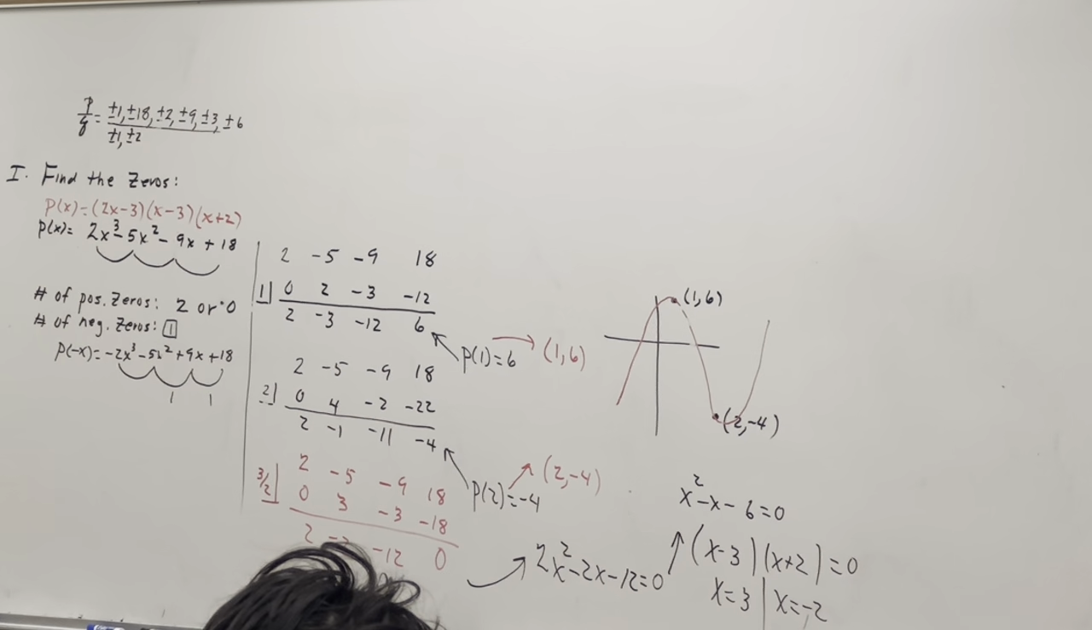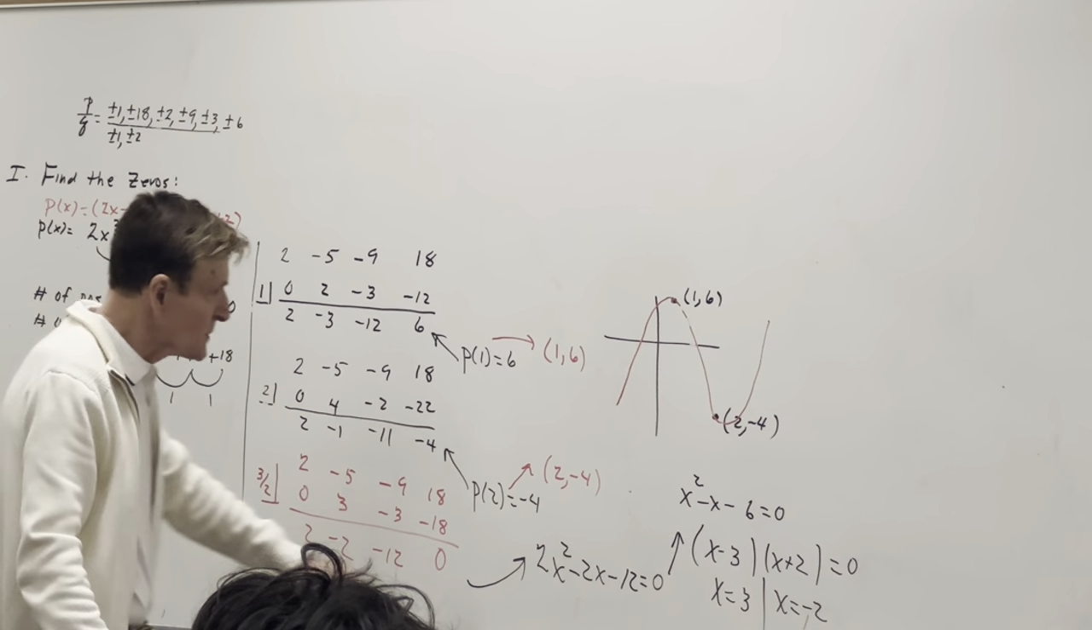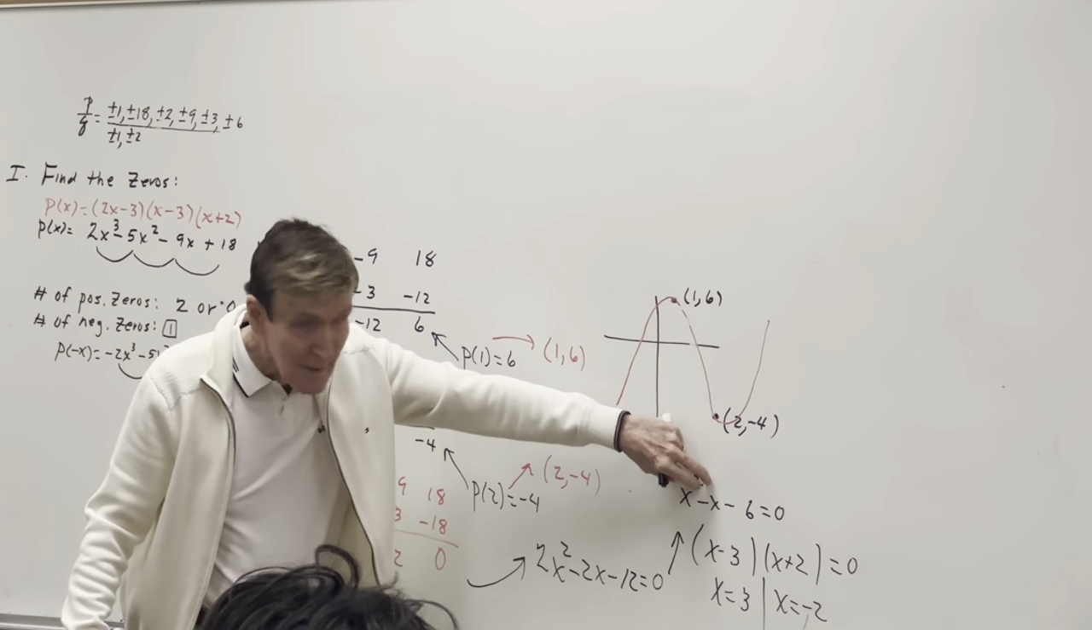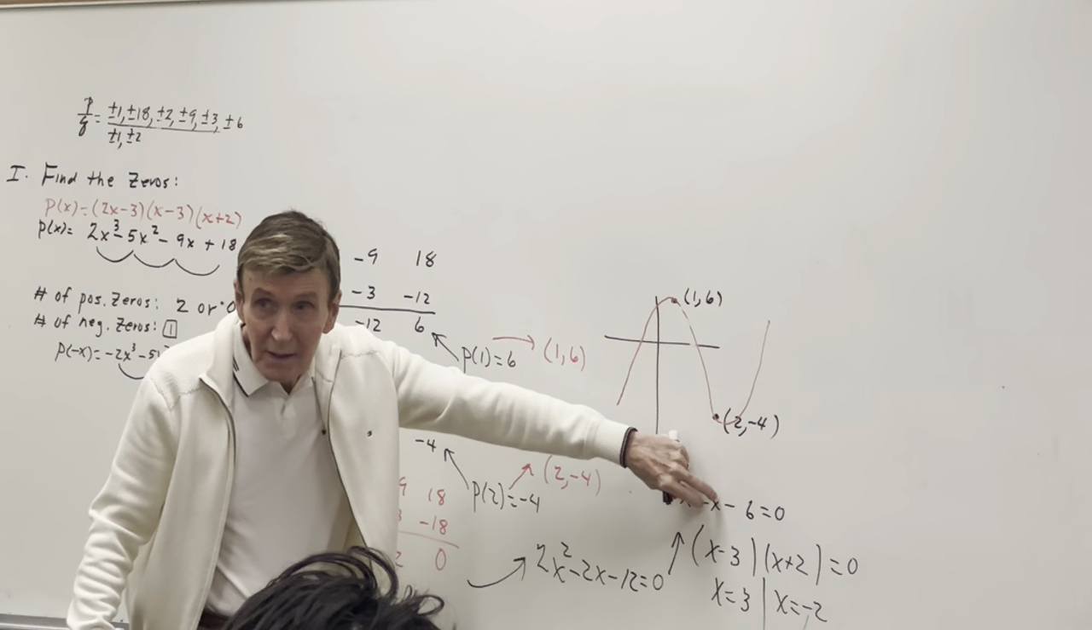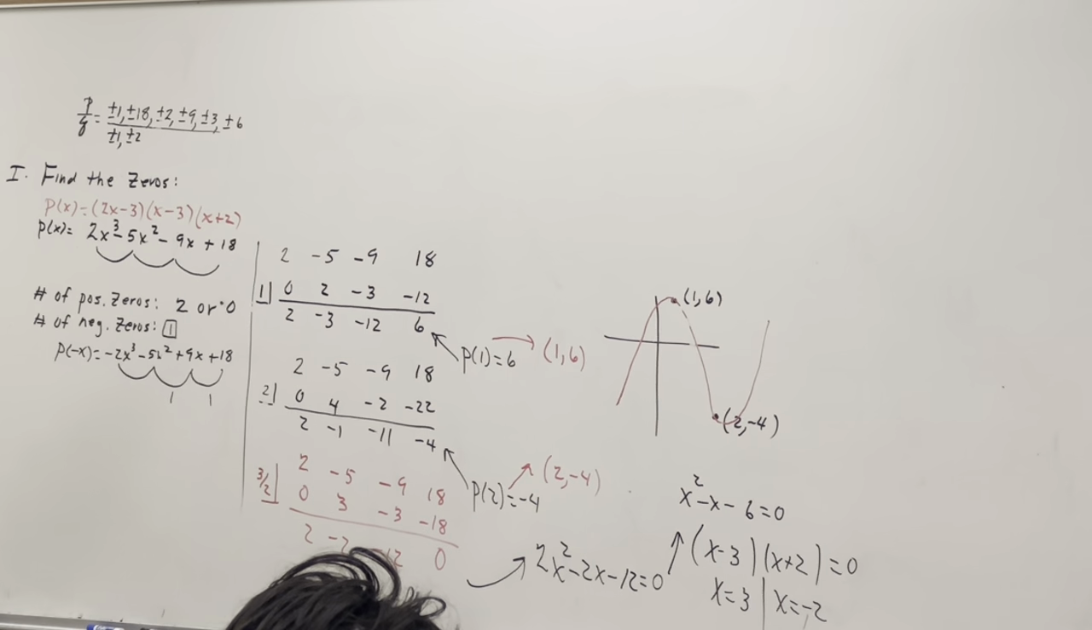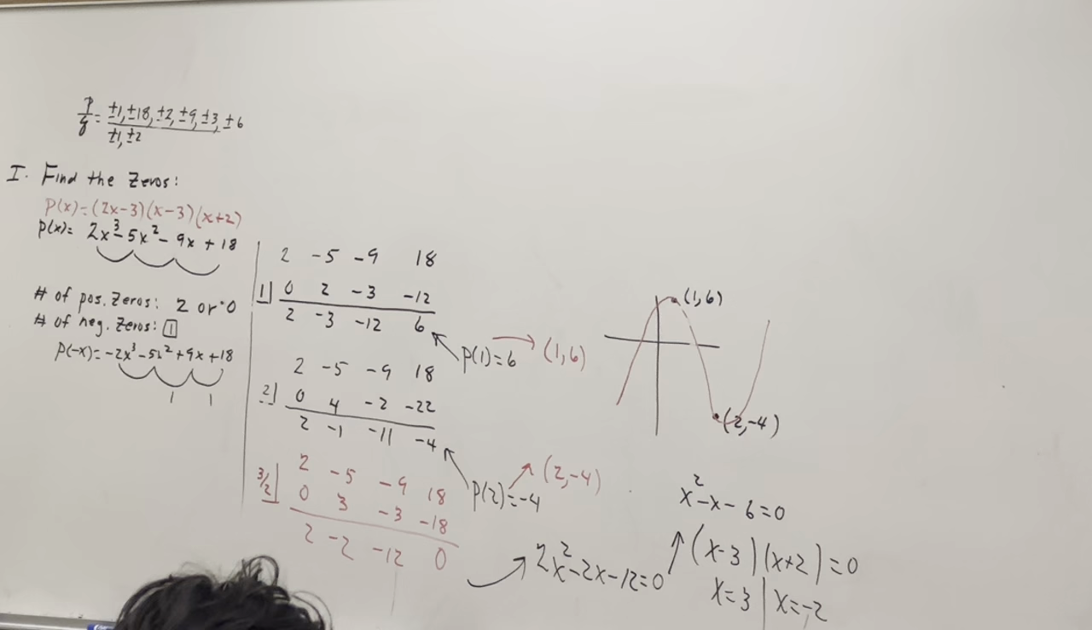Yes? You have to factor 2 out of the 2x squared. You don't have to. It makes it easier for me. It becomes this. Bring it back in when you're putting it into the other form. No.